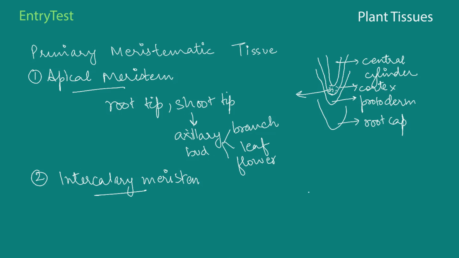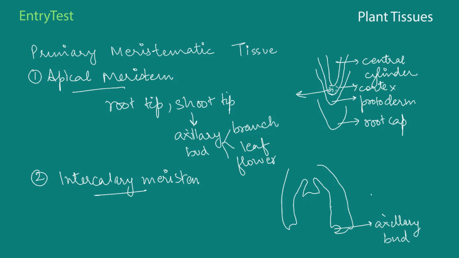Now in the shoot, the apical meristem exists in this form. Here, this opening, this structure, spherical structure, this is the axillary bud. This one over here. This is the axillary bud. Now this is known as the leaf primordium.